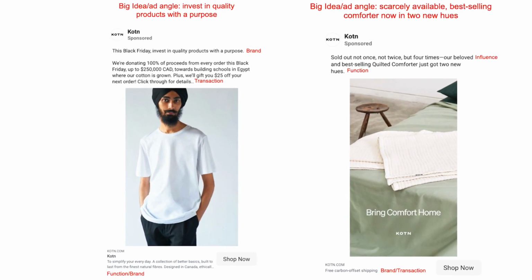The big idea for this ad was investing in quality products with a purpose. While one may argue that this guy kind of has a purposeful look on his face, and they certainly are highlighting the benefit or the appeal of the Cotton items, I might argue that this creative may not be the most effective way to visualize the big idea in this ad.